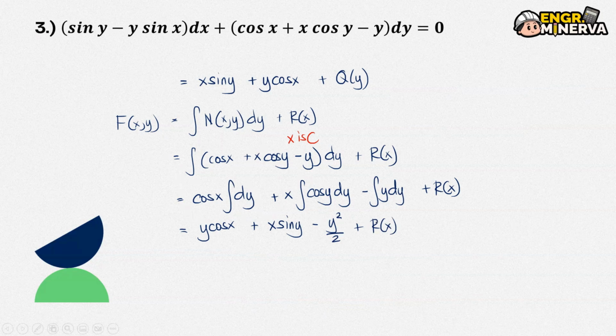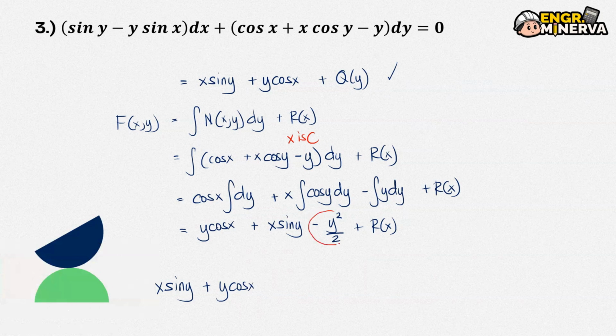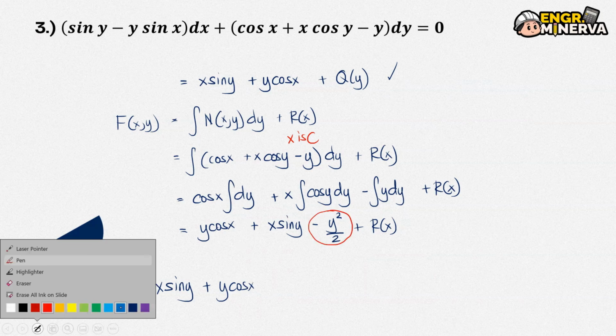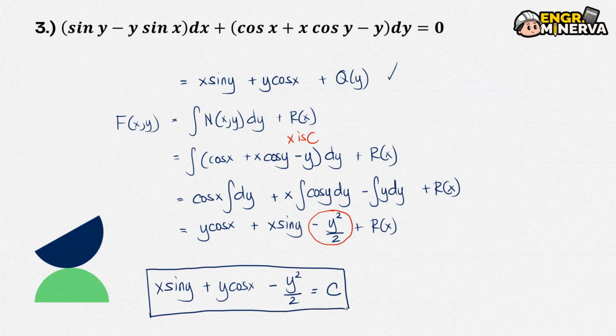And for our general solution, you just copy this one, x sine y plus y cosine x. Then we check what function of y only is contained in this term, that is minus y squared over 2. So it means minus y squared over 2 equals c. That is our final answer.